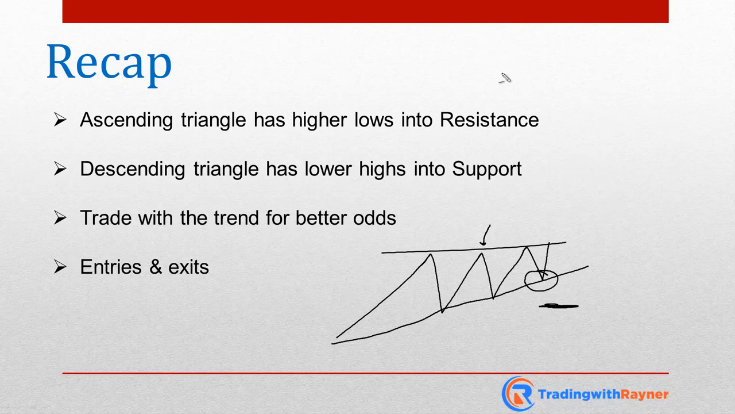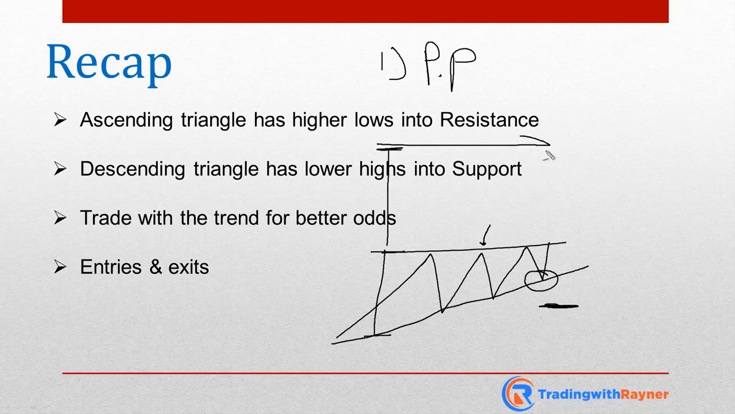As for exits, I mentioned that you can use, number one, price projection, or PP. Calculate the distance from the highs to the lows and then project it up from your entry price, and this is where you could consider taking your profits, your target profit. And the other technique I shared with you is you can use a moving average like the 20 or the 50 to trail it.